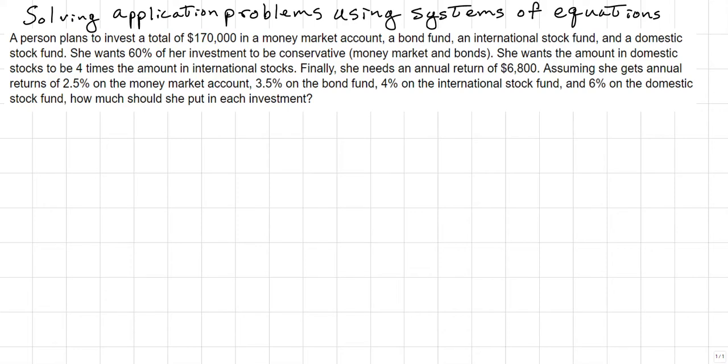A person plans to invest a total of $170,000 in a money market account, a bond fund, an international stock fund, and a domestic stock fund. She wants 60% of her investment to be conservative, money market and bonds. She wants the amount in domestic stocks to be 4 times the amount in international stocks. Finally, she needs an annual return of $6,800. Assuming she gets annual returns of 2.5% on the money market account, 3.5% on the bond fund, 4% on the international stock fund, and 6% on the domestic stock fund, how much should she put in each investment?